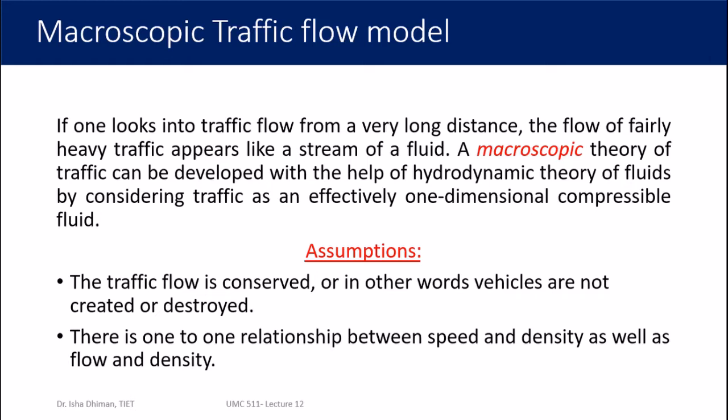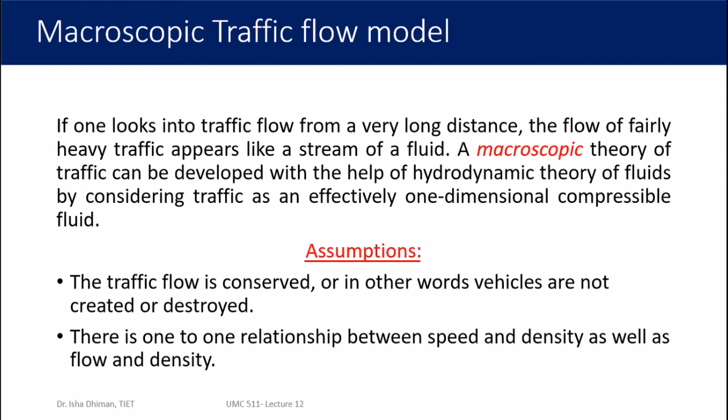And the second assumption says there's a one-to-one relationship between speed and density, as well as flow and density. I'll talk about speed, density, and flow in detail, but here we need to understand the meaning of one-to-one relationship. If I say two variables x and y have a one-to-one relationship, that means for each value of x there is exactly one value of y. It's not a multi-valued kind of function.